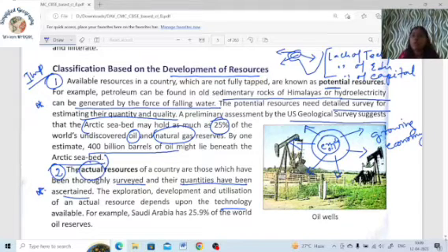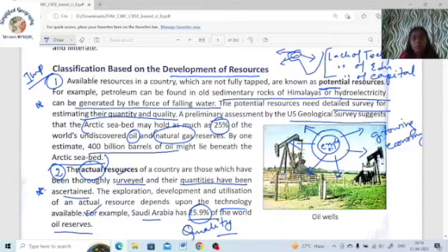Keep a note, a potential resource can become a developed resource or an actual resource later on. For example, Saudi Arabia and Middle Eastern countries have 25.9% of world oil reserves. This percentage is ascertained and the quality is also ascertained and surveyed. We know everything about it and we are growing our economy with the help of these resources. So that makes it an actual and developed resource.